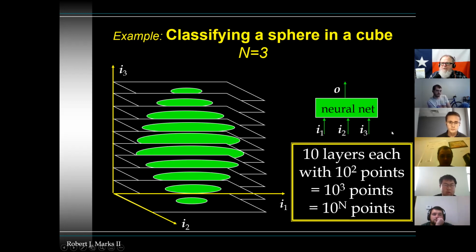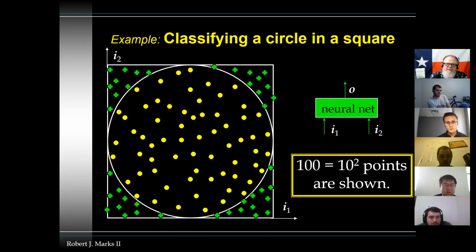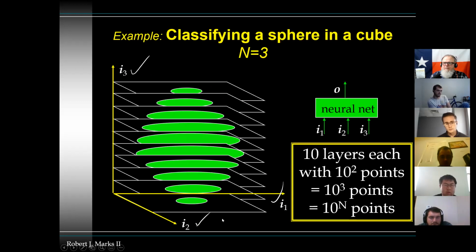So if we have 3 inputs to the neural network, I1, I2, I3, as labeled here, in order to differentiate between the points internal to the sphere and those external to the sphere, we're going to need about 1,000 points. Whereas here, we only have this input and this input, and we need about 100 points in order to do it. So we can see what's happening here. We have a progression that can easily be shown as going to 10 to the n points, 10 to the n.